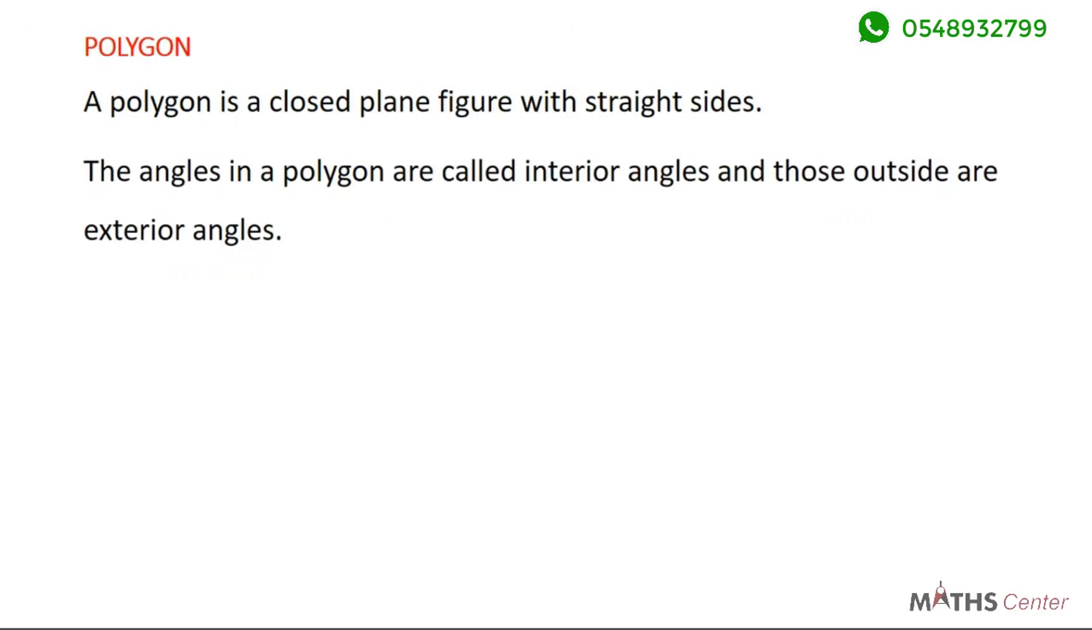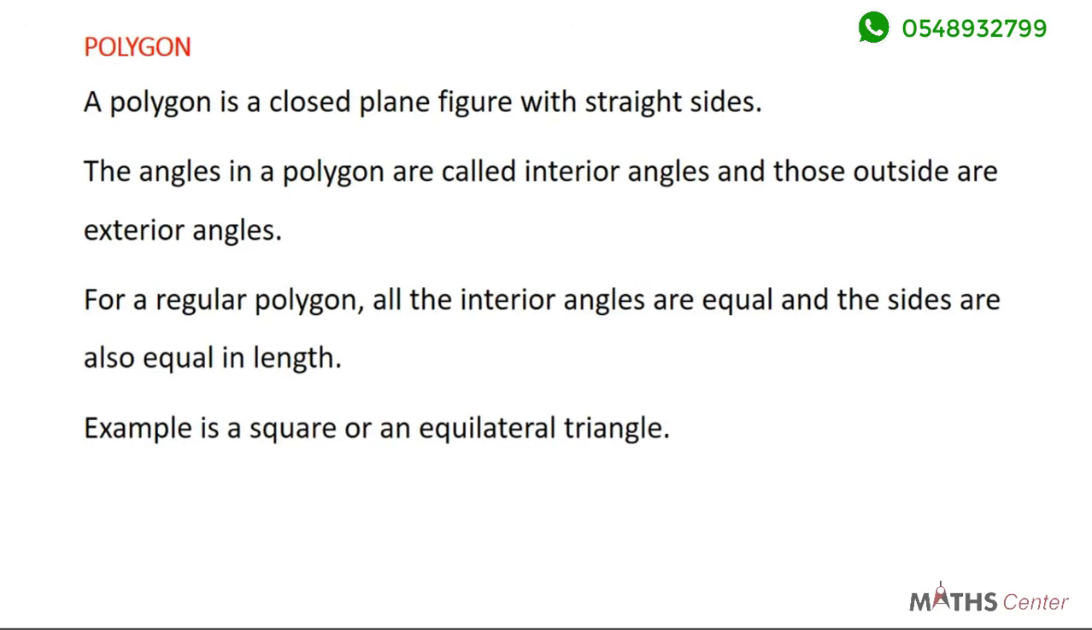Now, the angles in a polygon are called interior angles and those outside are called exterior angles. I hope by this time you are conversant with interior and exterior angles. So if you take a polygon, the angles inside the polygon are called interior angles and those outside are called exterior angles. For a regular polygon, all the interior angles are equal and the sides are also equal in length.